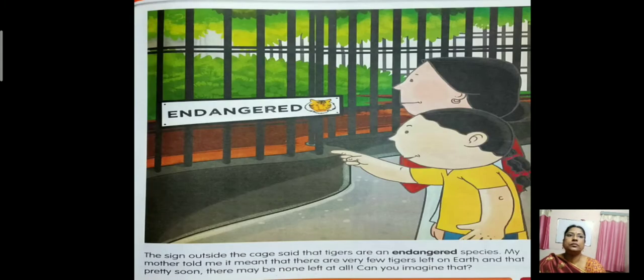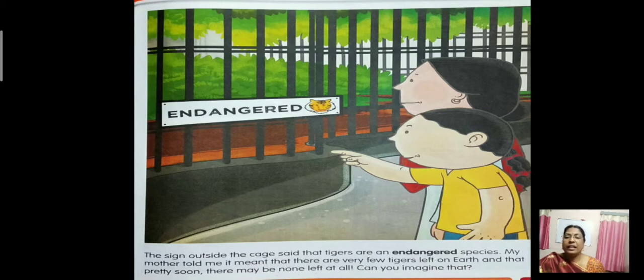The sign outside the cage said that tigers are an endangered species. So what is the sign? It is the board which is written over there. You can see it in the picture, children. So what is written over there? Endangered. Endangered means rare.